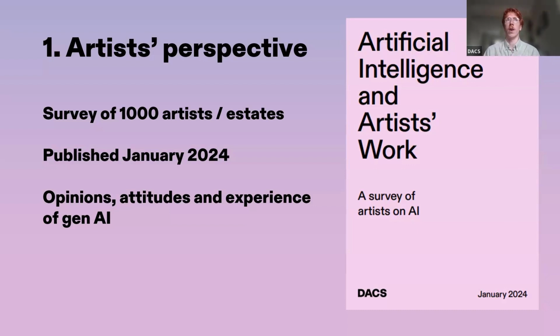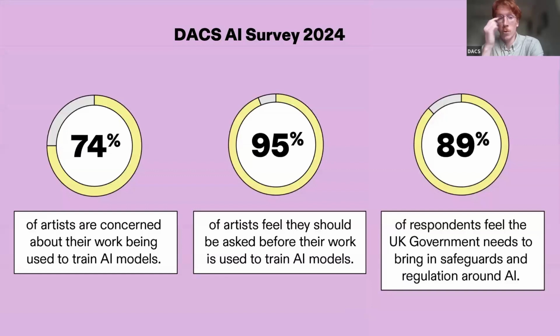So around that time, we thought, okay, we really need to know what our membership think about this. Because as a membership organization, everything we do has to be informed by our members. So we launched a survey into artists' and artists' estates' opinions, attitudes, and experiences of generative AI. We received 1,000 responses to that survey and published in January of 2024.